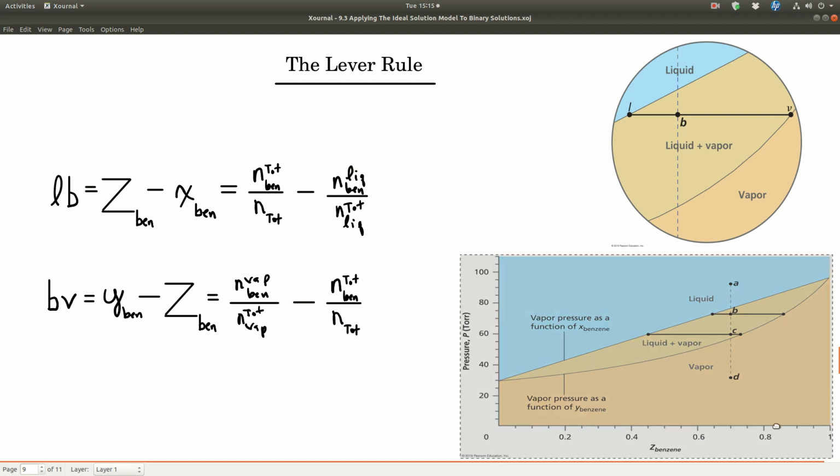So this minus this, which is just the mole fraction in the gas phase minus the mole fraction Z benzene, and the mole fraction of benzene in the gas phase, Y-ben, is just the moles of benzene in the vapor phase over the total moles in the vapor phase, and Z benzene is the same thing we just saw before. So we're going to use these, do a little bit of algebra to get our lever rule.